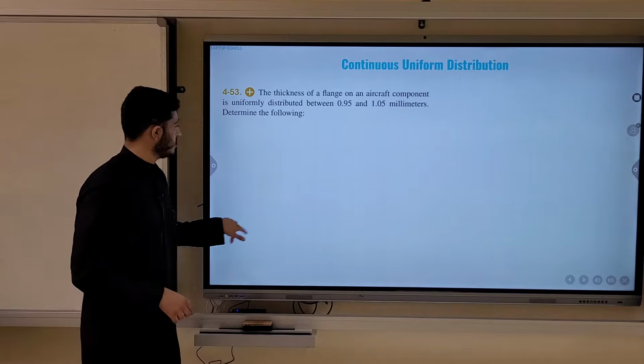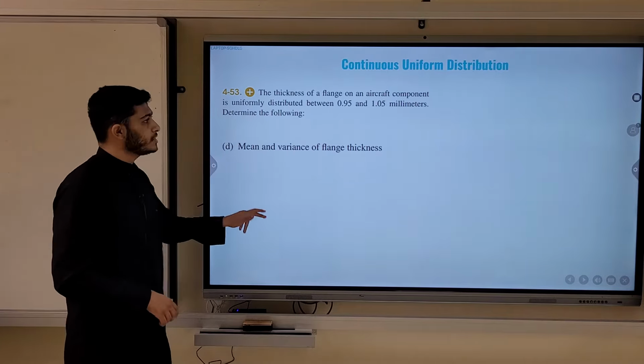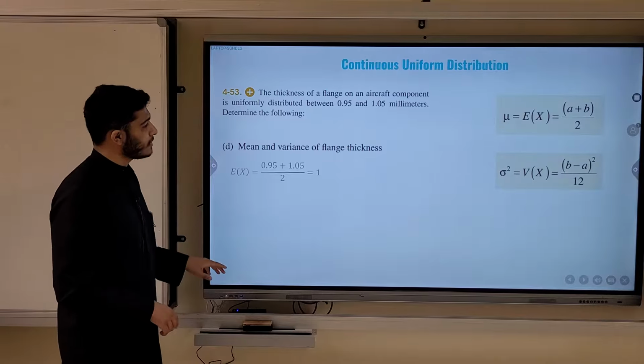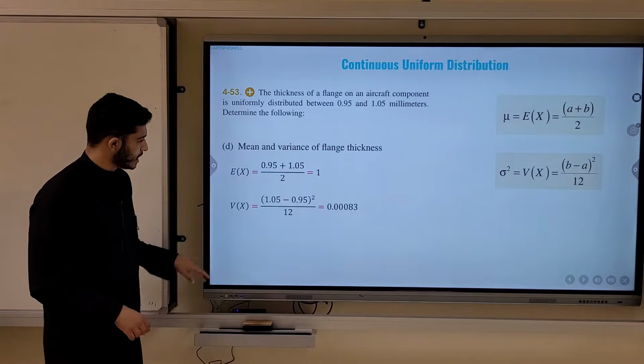Now, next question. The next question about the mean and variance of flange thickness. Just implement right away. We have the formulas. We have everything we need. Just implement the formulas. We know A, we know B. Just straightforward. This is everything.